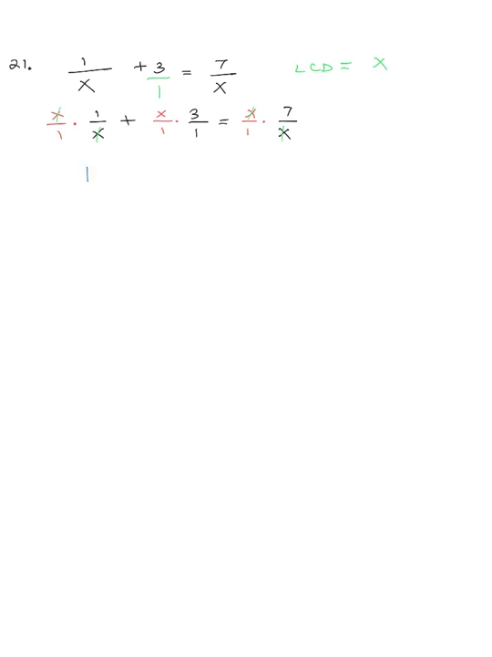The first thing is just 1. The second is 3 times x. And on the other side, I have 7. What's going to happen here is when we multiply both sides by a least common denominator, it's going to change it from an equation that has variables in the denominator to something that's either linear or perhaps even quadratic.